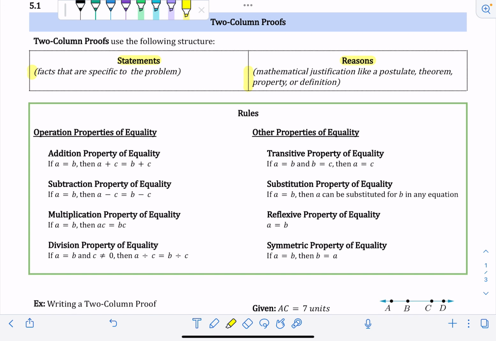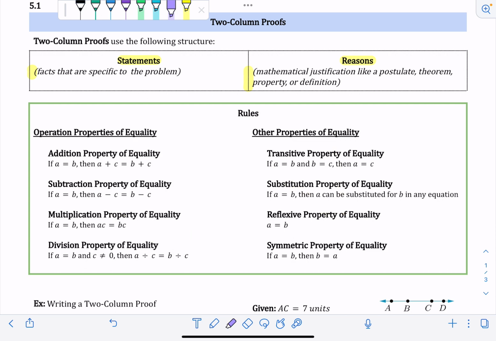And then these rules down below are just a bunch of different properties that we can use to justify our statements. So all of these would be something that ended up in the reason side. And I would recommend creating an ongoing list of these and adding to them, just like you would with postulates. They can all go on the same list. They're all just going to be reasons that you may use for your proofs. So I'm just going to go through these pretty quickly.